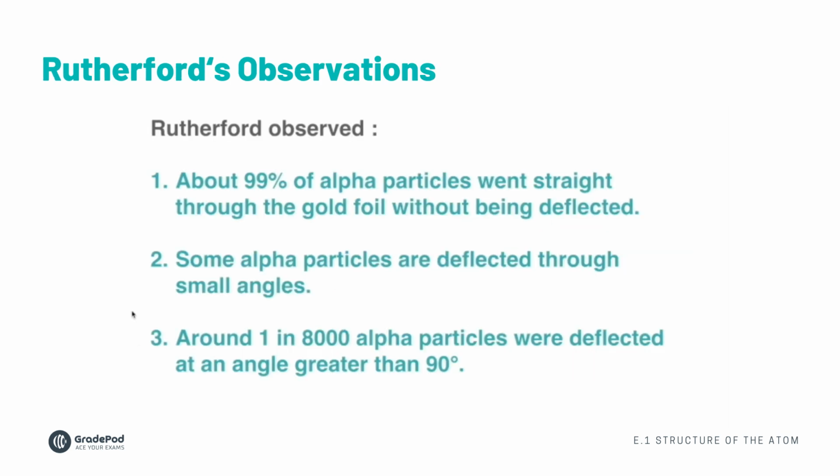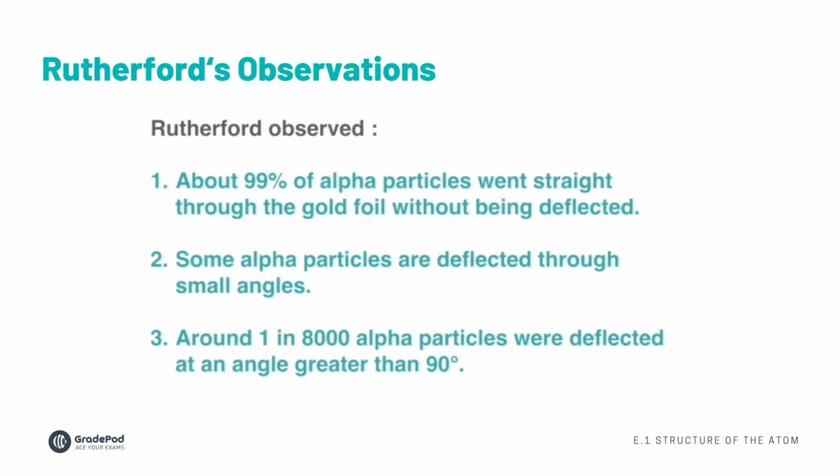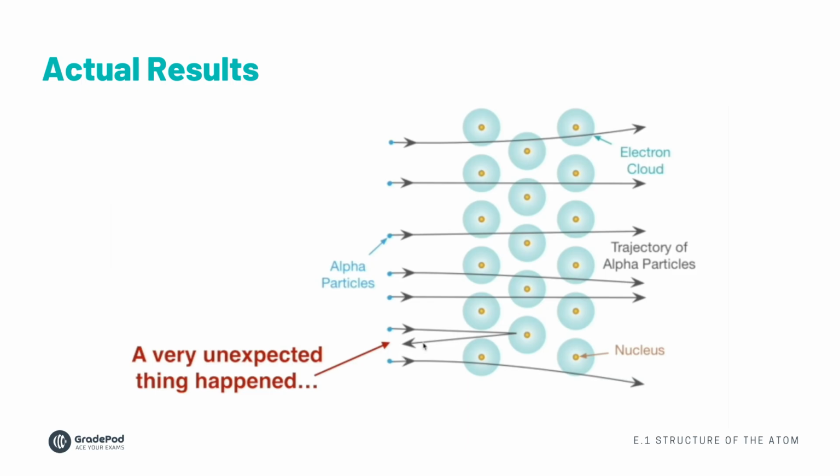His second observation was that some of the alpha particles are deflected through small angles. Let's go back to our diagram. Some of the alpha particles were very slightly deflected, as you can see here. And his third observation was that around 1 in 8,000 alpha particles were deflected at an angle greater than 90 degrees. So 1 in 8,000 would be deflected at an angle past here, so it would be rebounded from its original direction.